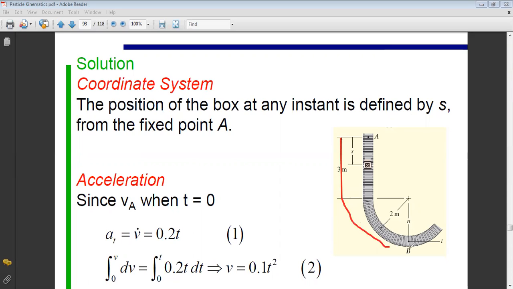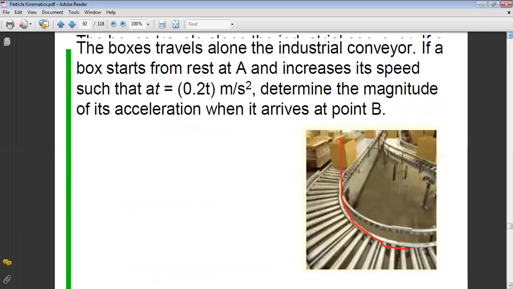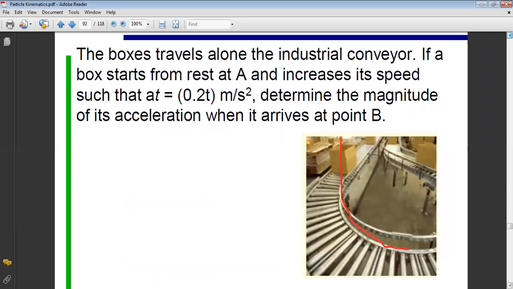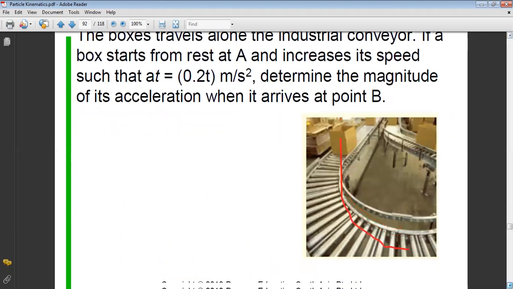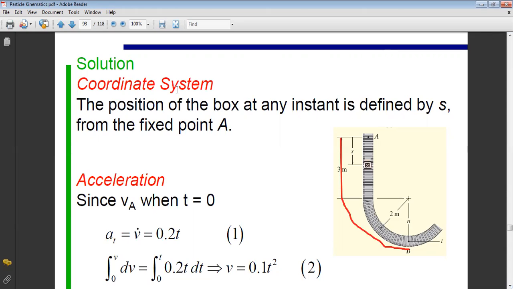Okay. What they want me to find is, let me go back to the given. I think the total time maybe. No, they want me to find the magnitude of its acceleration when it reaches point B. So I want to find the acceleration of my system when I reach B. So this is the question. I need acceleration a at B.